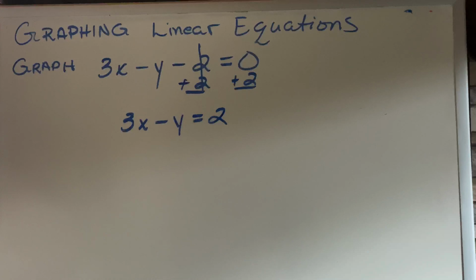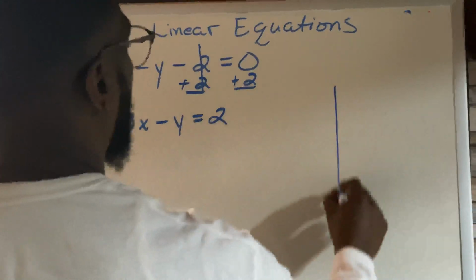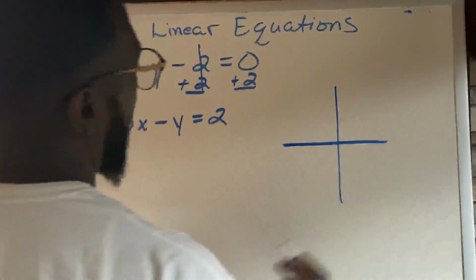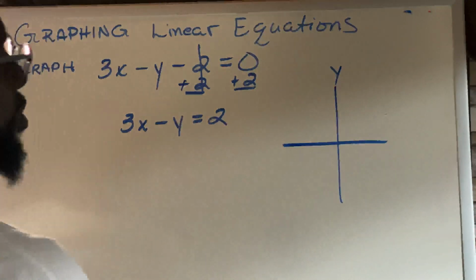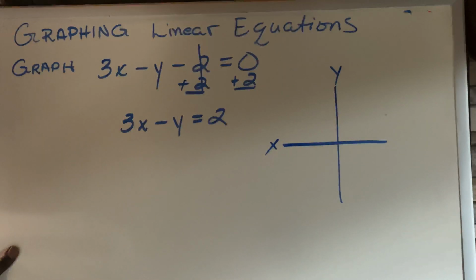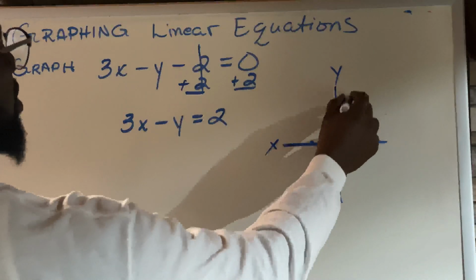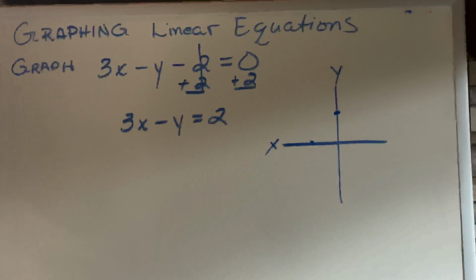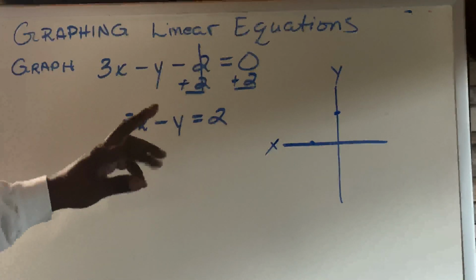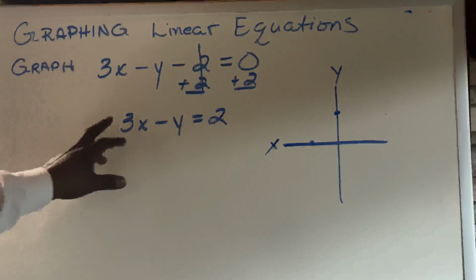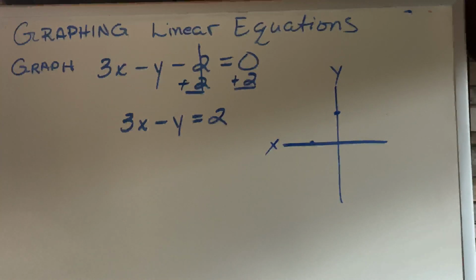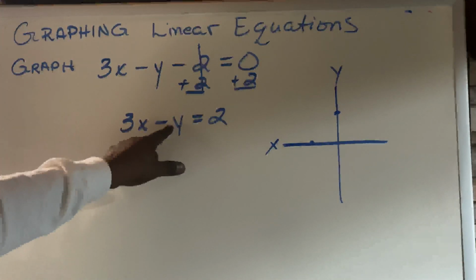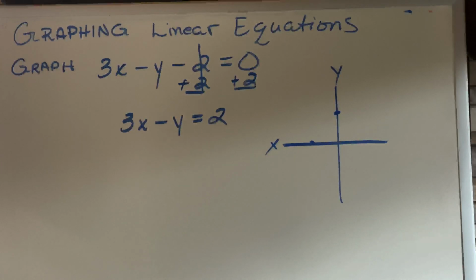Now keep in mind, we're trying to graph using the x and y intercepts. And basically what an intercept is, if we have a graph, we know that this is the y-axis and this is the x-axis. The intercepts are where the graph crosses each axis. So in order to find the x and y intercepts, we replace one variable with 0 in order to find the other. So if we want to find the x-intercept, we replace y with 0.